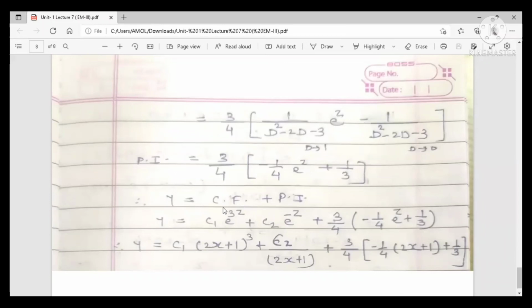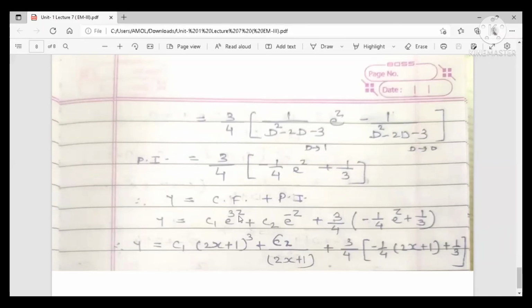And so the general solution is y is equal to CF plus PI. You write down CF: C1 e raised to 3z plus C2 e raised to minus z plus 3 by 4 in bracket minus 1 by 4 into e raised to z plus 1 by 3. Now your answer is y as a function of z, but our original example is in the form of x and y. So your answer must be in terms of x and y. So in the value of y, you replace the value of z.